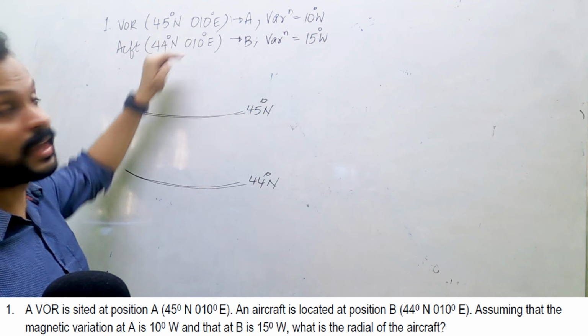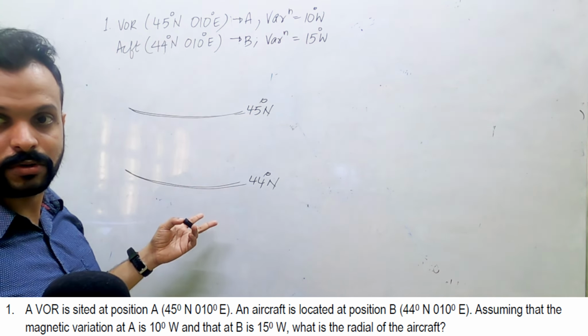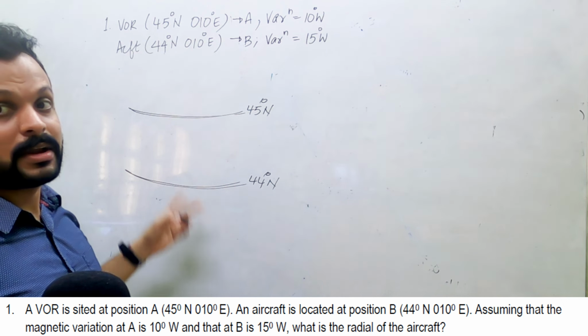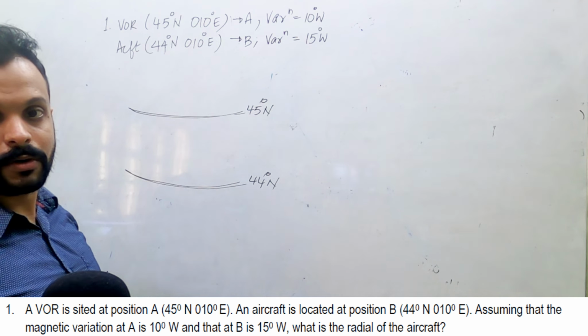Now we also have longitudes, and what you find here is both your aircraft and the VOR have the same longitude. They are on the same meridian. Did you realize that while doing the question? Yes. Both of them are on the same meridian. Did you try drawing a diagram and marking those? Probably you should have started like that.